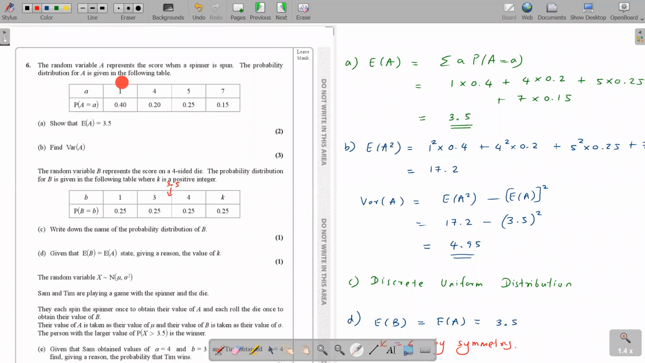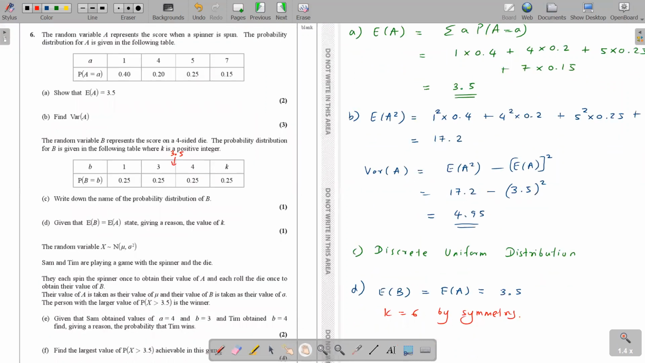So now you have two distributions here. One for the random variable A, which is a spinner. Random variable B is a dice, a four-sided die. So they are playing a game. In this game, they both spin the spinner and they also toss the die. And they take the output of the spinner and the dice. So they each spin the spinner once to obtain their value of A and each roll the die once to obtain their value of B.